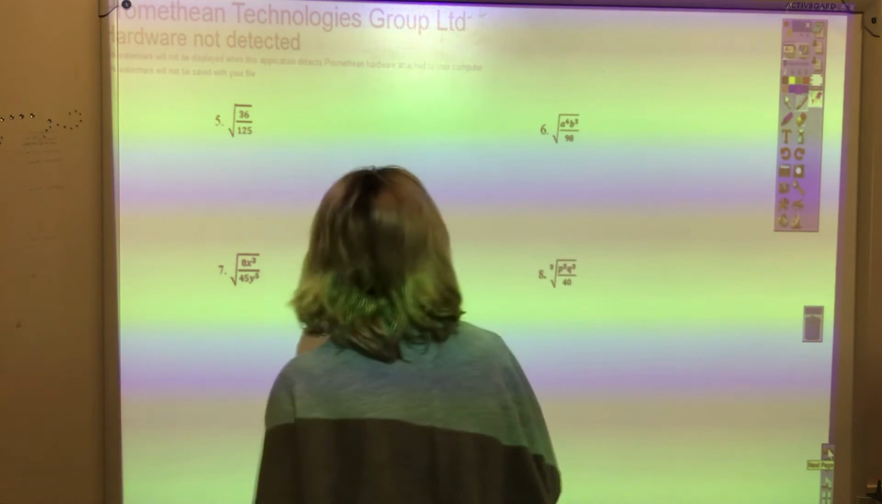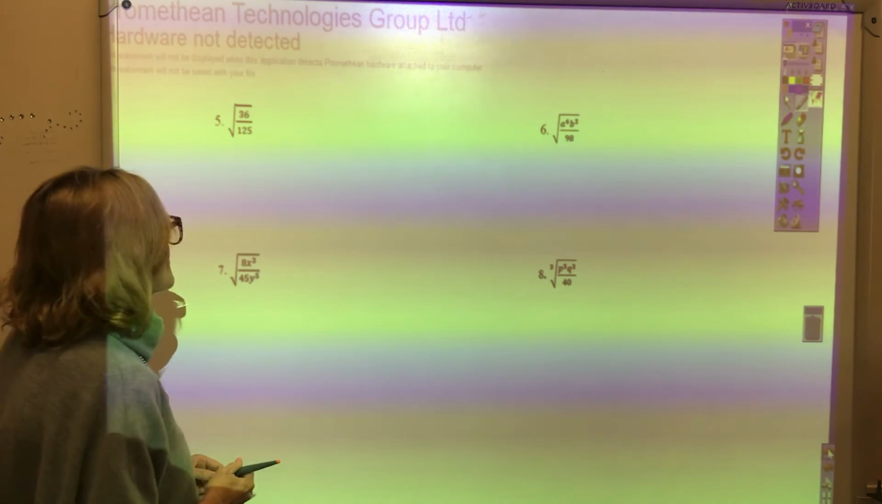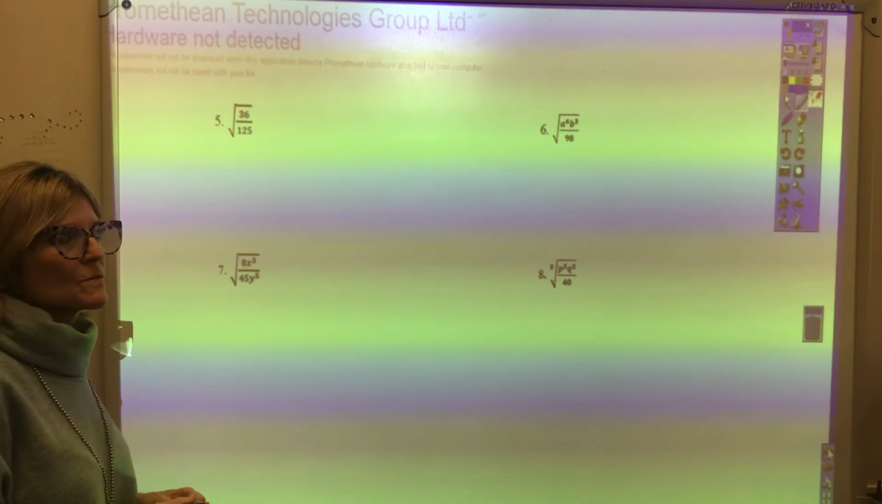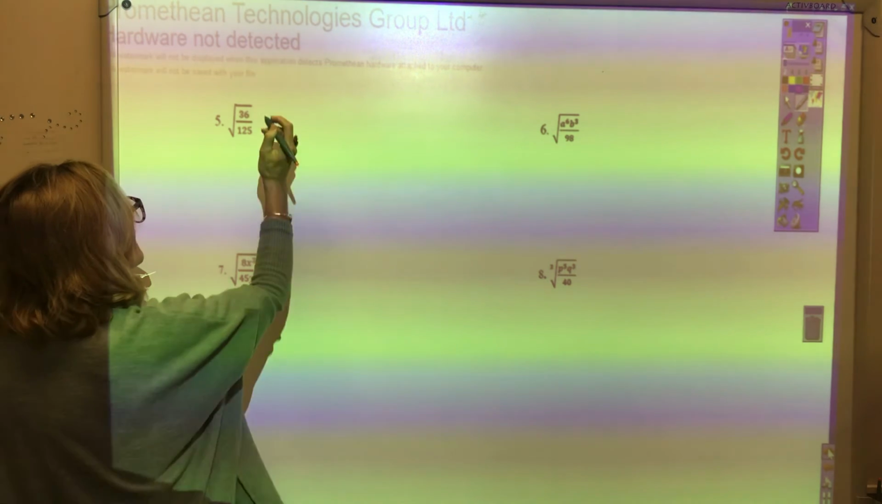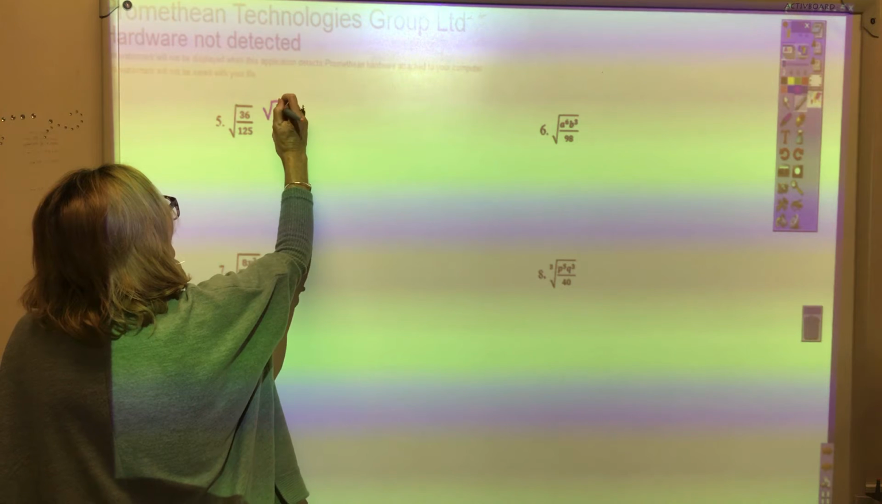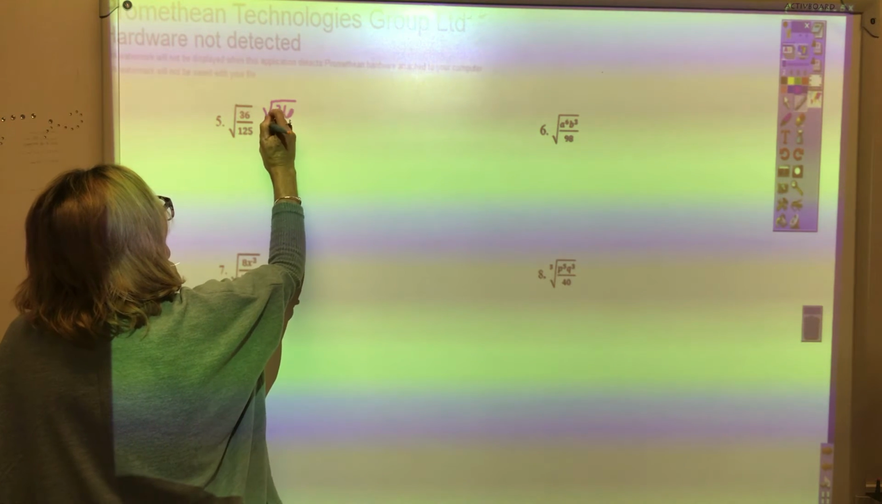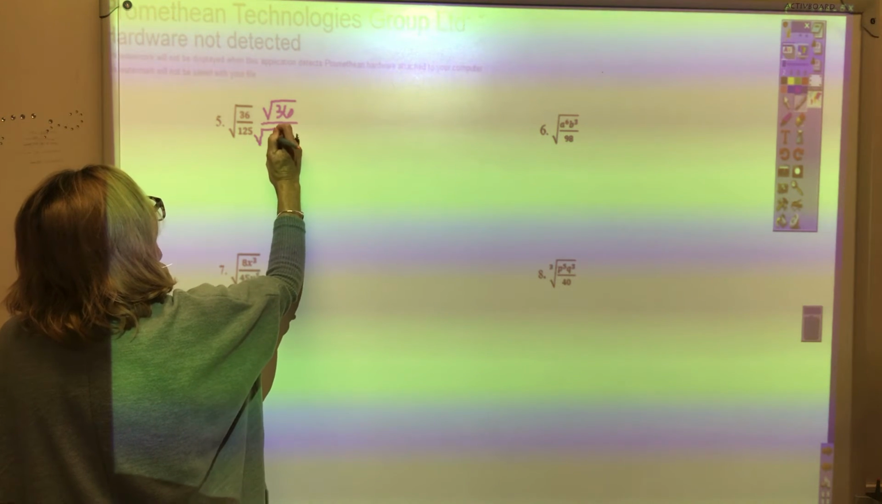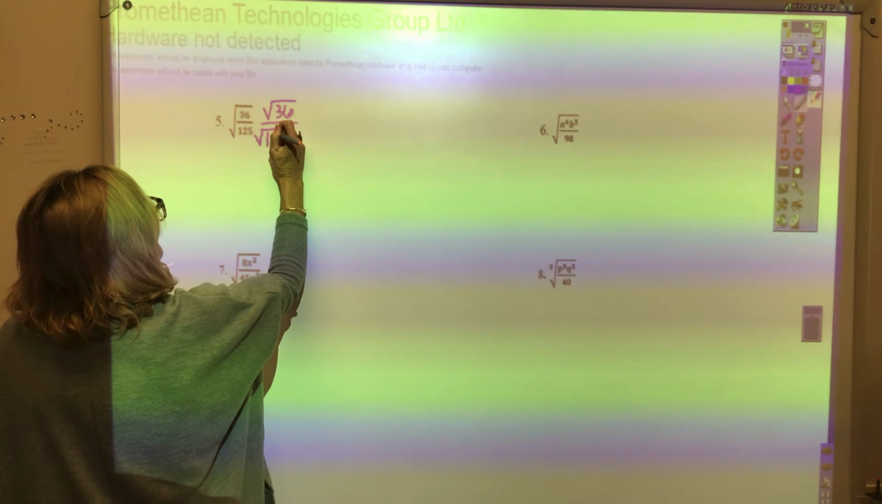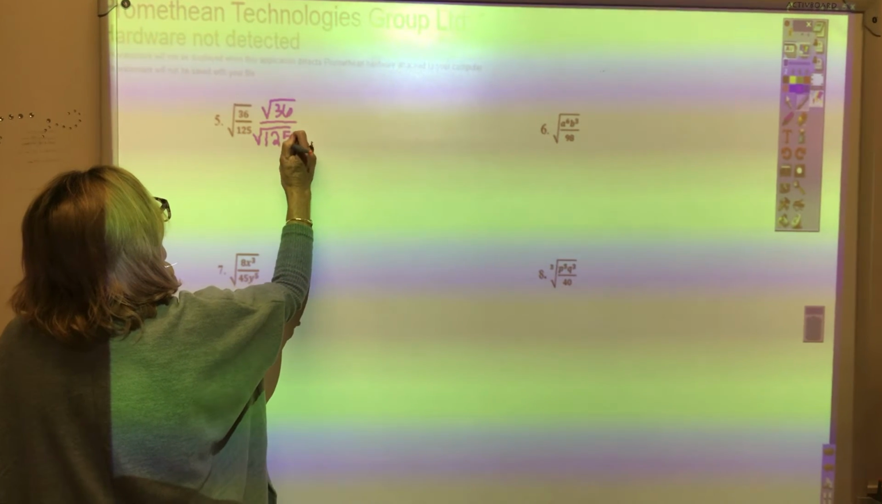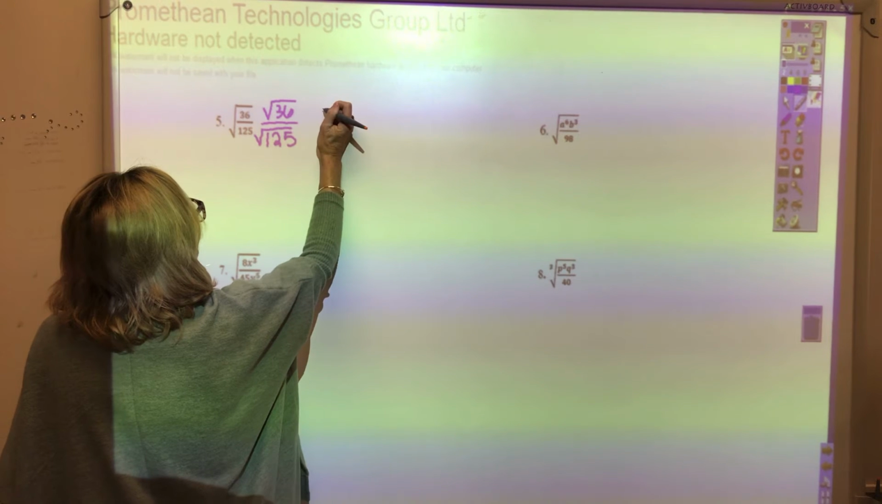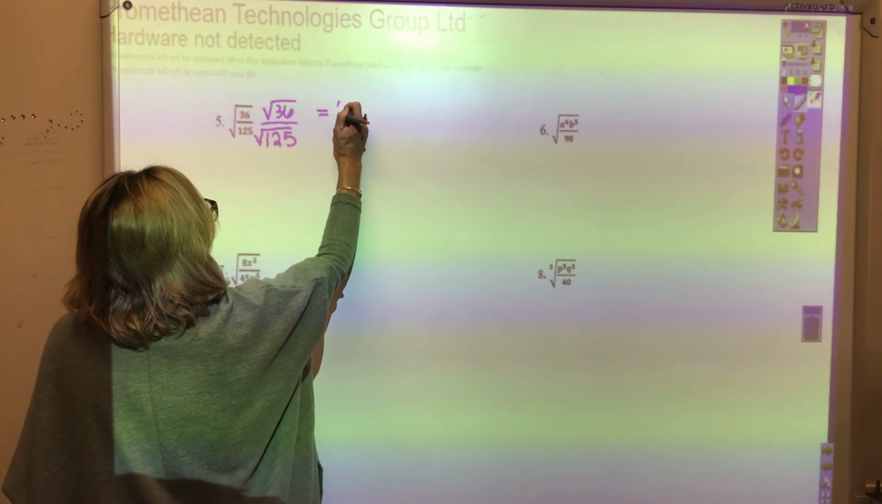Now let's try the next four. These involve quotients. So what we want to do is we want to set them up separately. Square root of 36 over the square root of 125. Well, hopefully you know that the square root of 36 is 6.